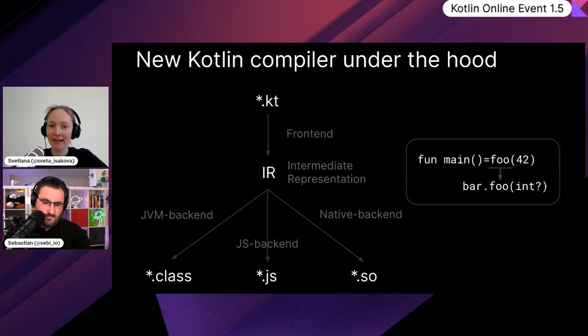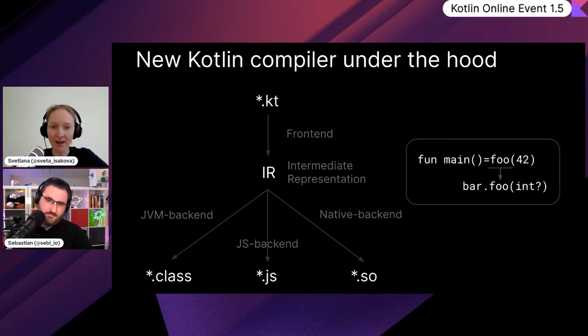The compiler code consists of two major parts, front-end and back-end. Front-end analyzes the source code and constructs a so-called intermediate representation of the code, abbreviated IR. IR contains all the information about declarations and types.